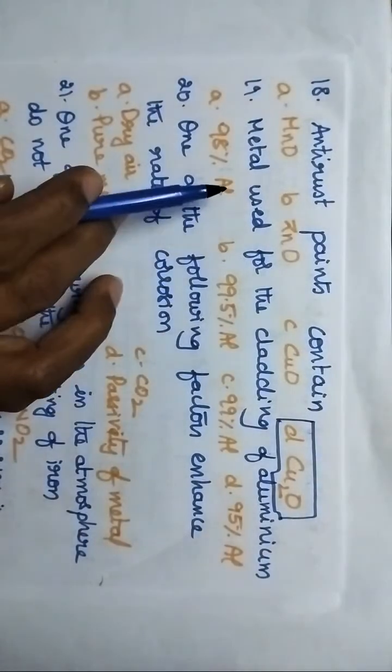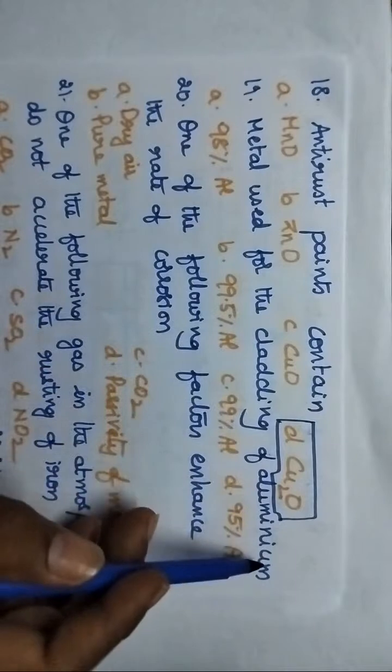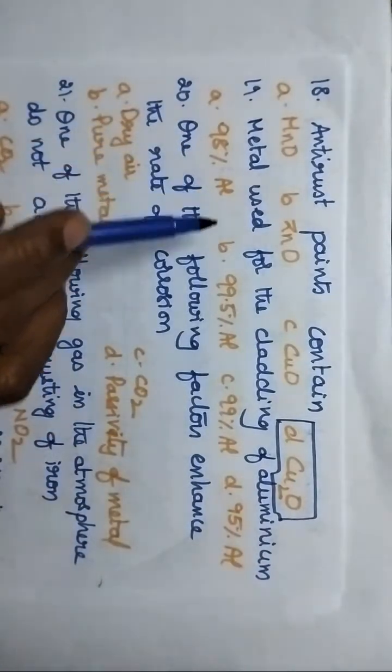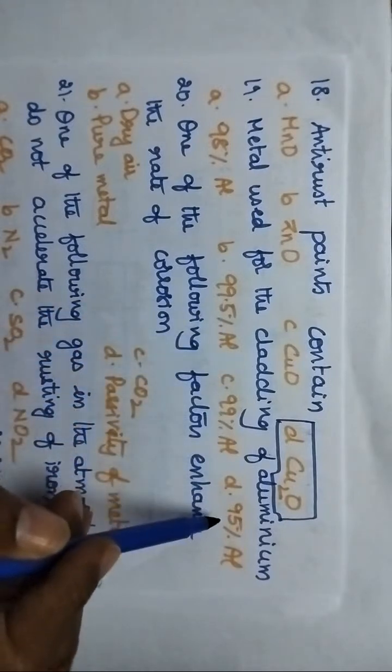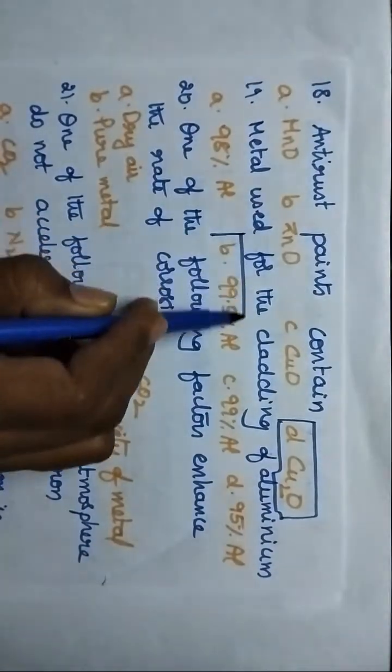Moving to the 19th question. Metal used for the cladding of aluminium. A. 98% aluminium. B. 99.5% aluminium. C. 99% aluminium. D. 95% aluminium. So, for the cladding of aluminium, which of the following metal will be used? Very good, Rajeshwari, Rebecca, Vaishnavi. Yes, it's 99.5% aluminium.